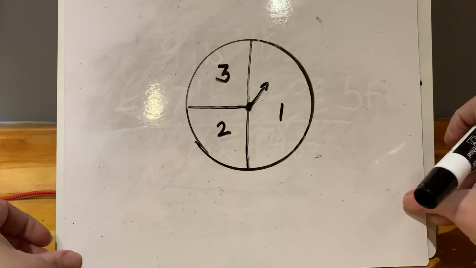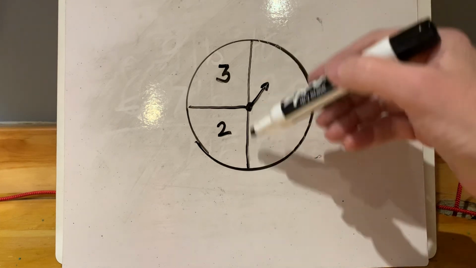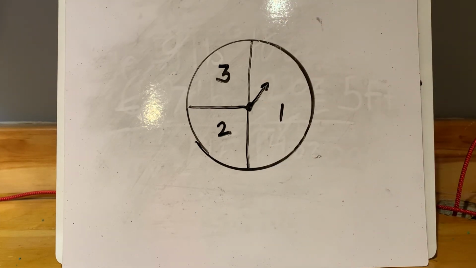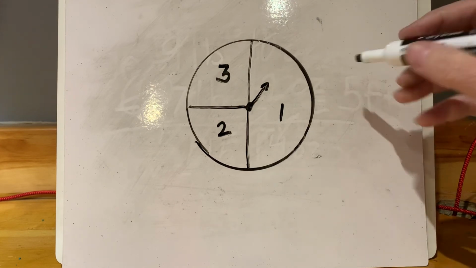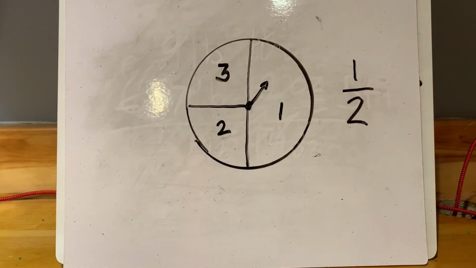Okay, looking at this spinner, what is the probability of the spinner stopping on 1? There are 3 possible outcomes, but the outcomes are not equally likely since the region 1 occupies half of the area. The probability of the spinner stopping in this region of 1 is 1/2, since 1 occupies half of the area.